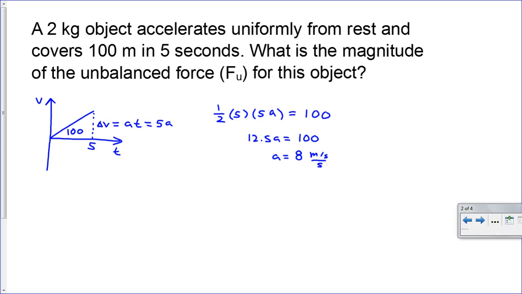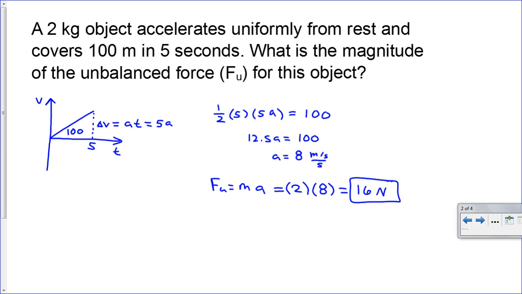Then after that, we can plug things into the Fu equals ma equation. I'll write down Fu equals ma. The mass here is a 2 kilogram object, right? And the acceleration is 8. And 2 times 8 equals 16. And since it's a force, it's the unbalanced force. Forces have units of newtons, and so 16 newtons is our final answer there.